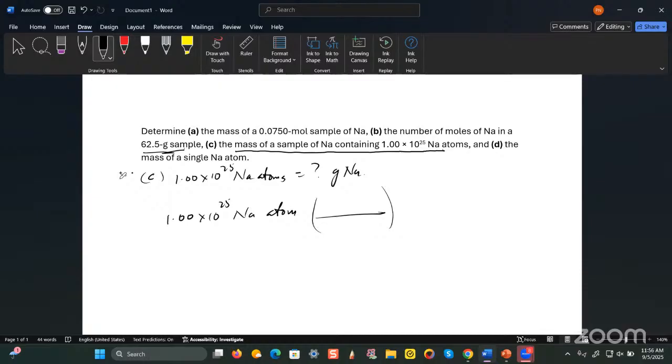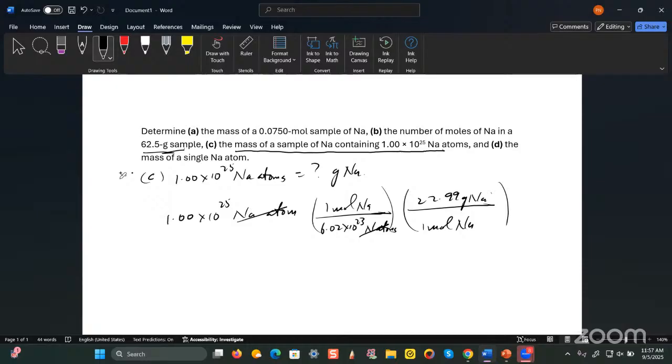Avogadro's number in the denominator. 6.02 times 10 to the 23 sodium atoms. Okay, and what goes up top? 1 mole of sodium. All right, so that this goes with that. Okay, and then now the next conversion factor would be the denominator would be 1 mole of sodium, and the numerator would be 22.99.